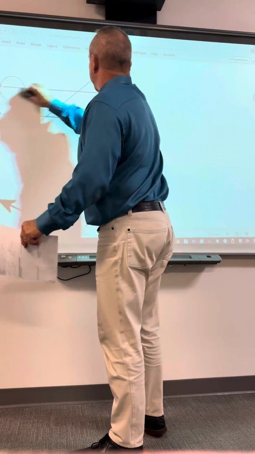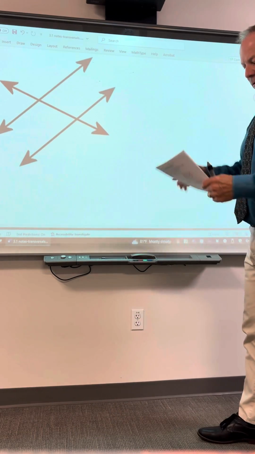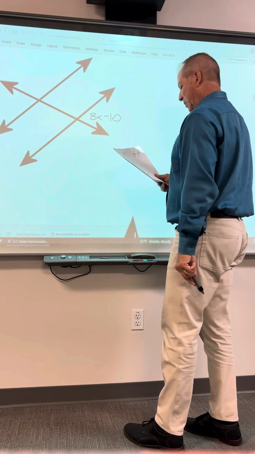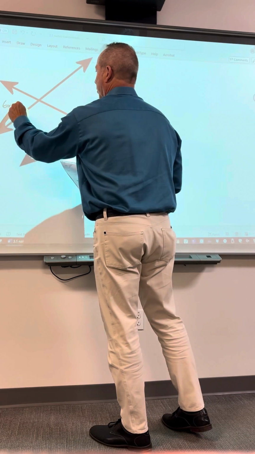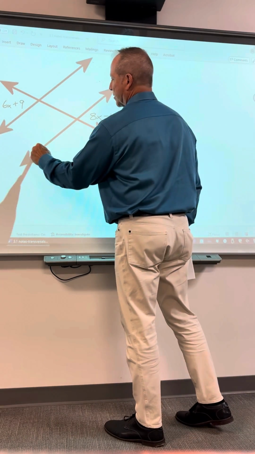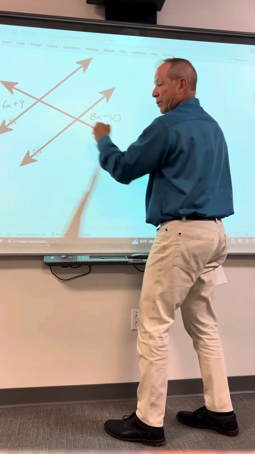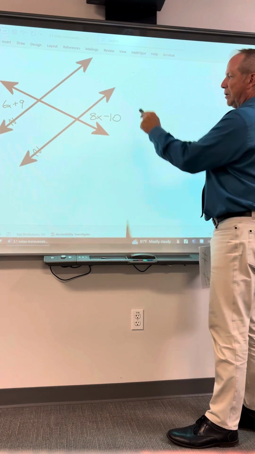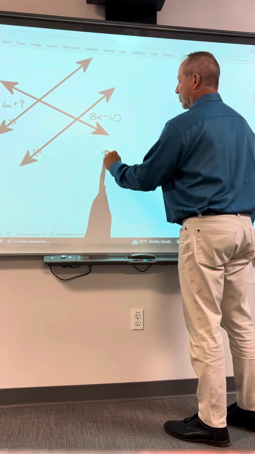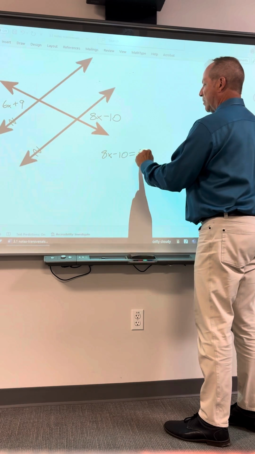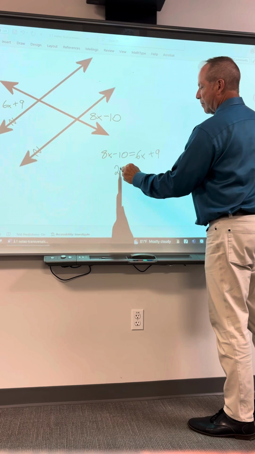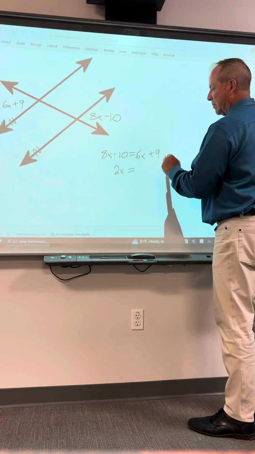Let's try the next one. Here, I've given you the following. This angle is 8x minus 10. This one's 6x plus 9. According to the fact that this line is parallel to this line, this acts as the transversal. These angles are called alternate exterior angles, and you know that they're equal. So 8x minus 10 equals 6x plus 9. Subtract 6x. Add 10.